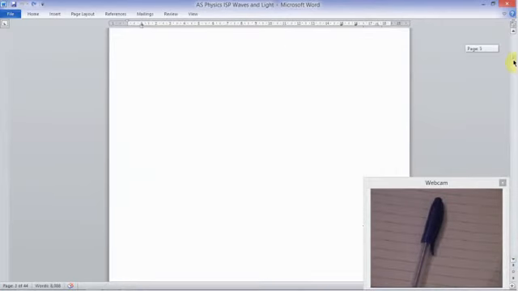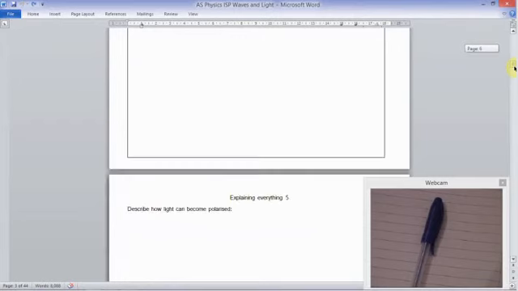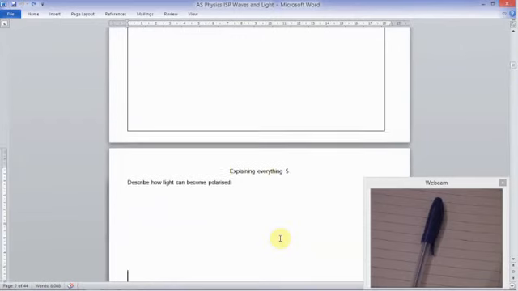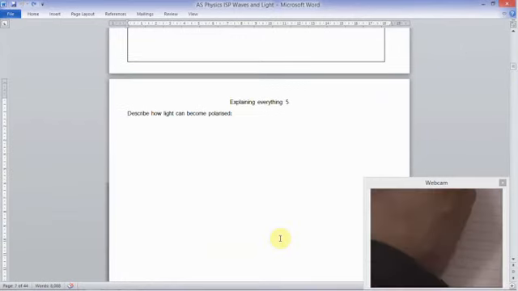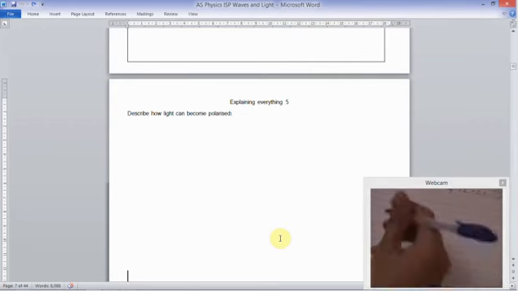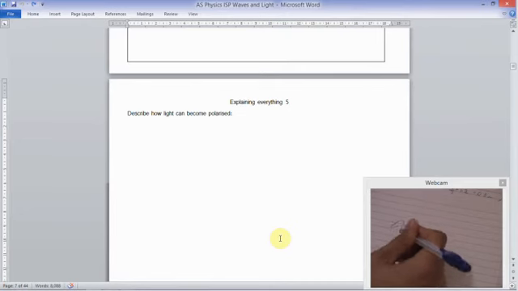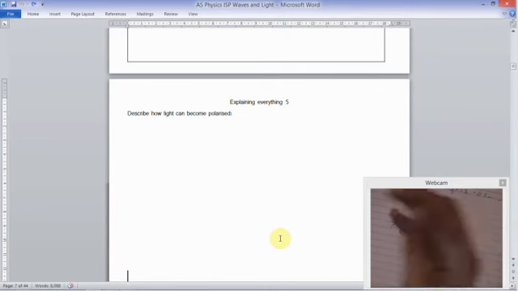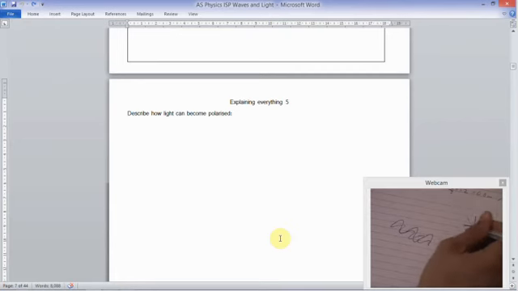Let's get straight on with the explaining everything tasks. So, first thing is describe how light can become polarized. So remember, light oscillates in two planes, I should say. So you could have oscillations taking place like this. You could have oscillations taking place like this as well. If you were to look at that head on, you'd end up with oscillations taking place like this. Well, actually, it's not just two planes; it oscillates in many planes like this. So when we draw this, we draw the two planes in there, but it can oscillate in any direction.